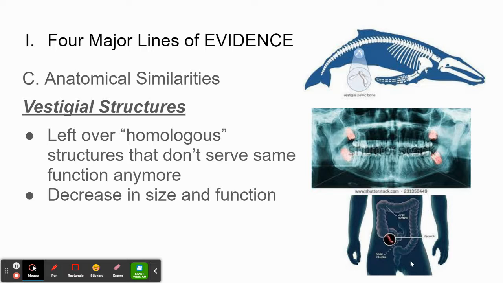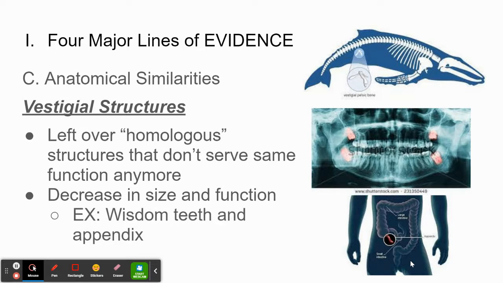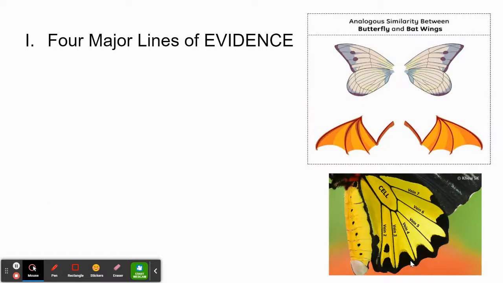So vestigial structures are kind of leftover homologous structures that really aren't needed that much anymore. And so they're getting smaller and smaller and smaller in size and function. There's your example of wisdom teeth and appendix. Any of the things that I talked about could also be used as an example.